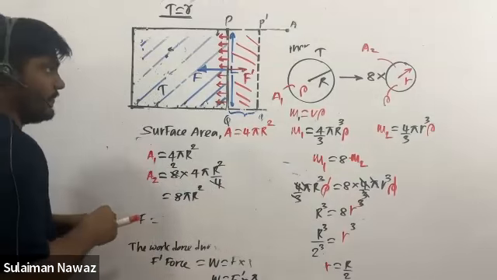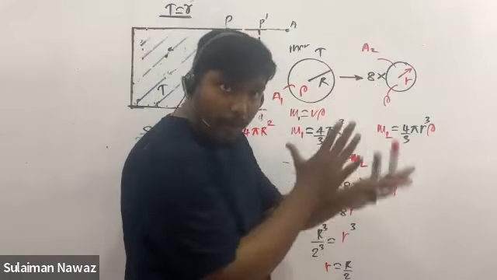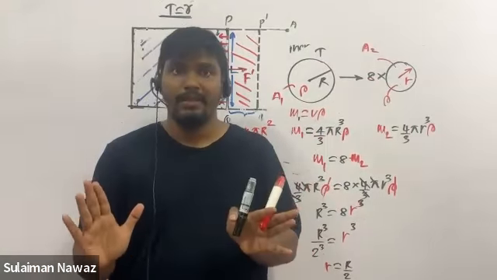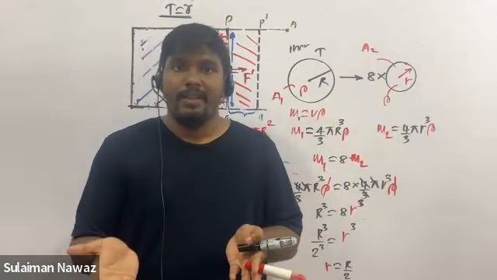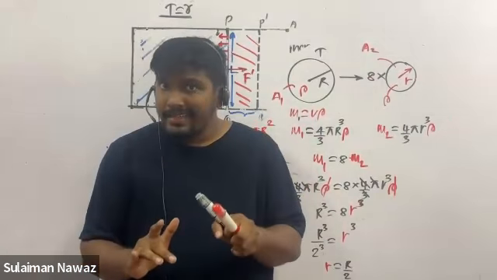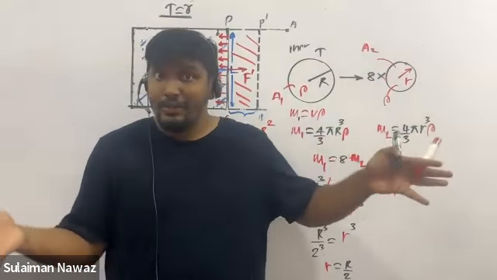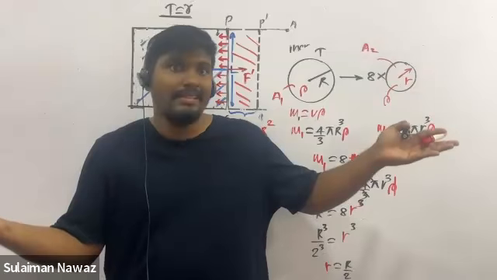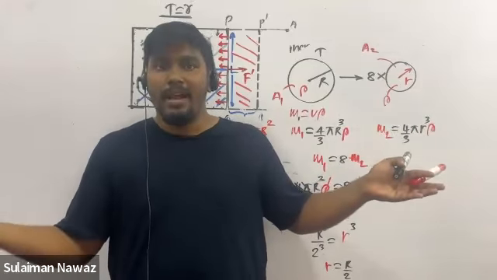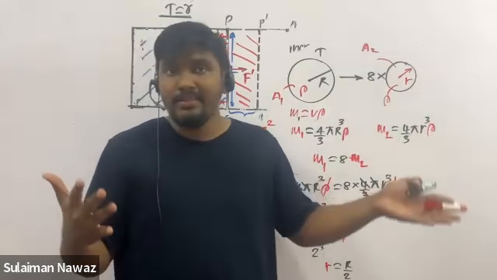Then what happened? When this large droplet breaks into 8 smaller droplets, what happened to the surface area of the droplets? The surface area of the liquid has increased. In that case, work has to be done. How can surface area increase unless you provide a force, a work done? Unless we provide work done, surface area cannot be increased.